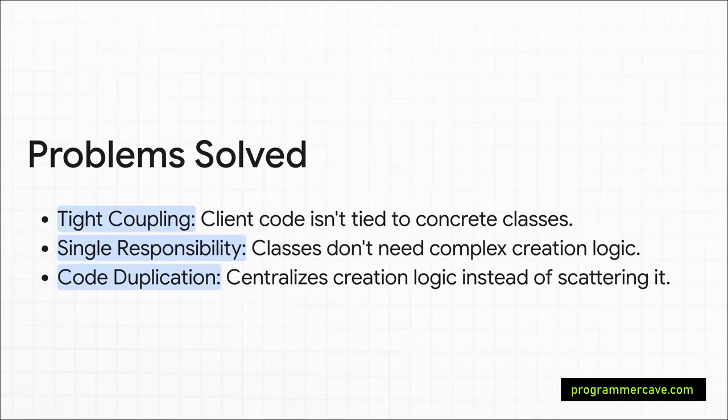So you might be asking, why do we even need special patterns just to create an object? Well, it's because they solve some really nasty code smells. They prevent something called tight coupling, where your code gets hardwired to one specific class, making it a nightmare to change later. They also help us follow the single responsibility principle, the idea that a class should really only do one thing well. This way, a class can focus on its job without also having to worry about the messy business of creating other complex objects.